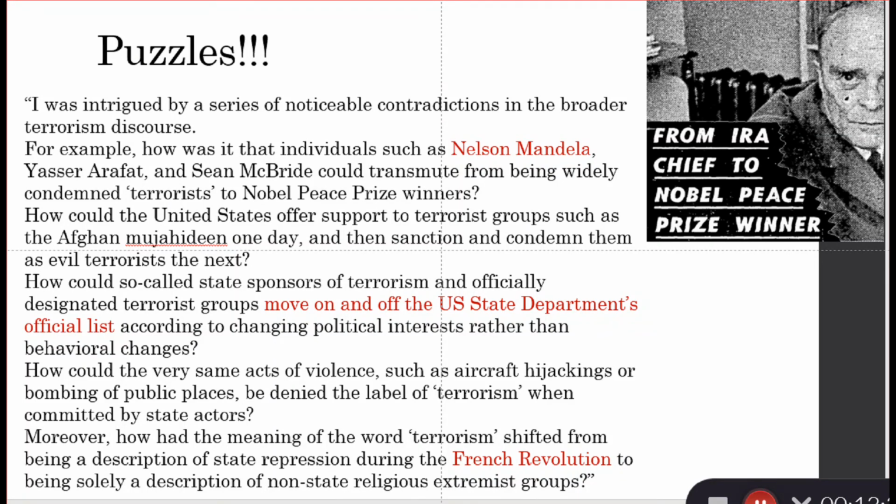I copied this from the Jackson reading, and he's going through some of the puzzles or mysteries about terrorism. One of them I've actually already talked about. How could individuals such as Nelson Mandela, remember we talked about him last week, transmute or change from being widely condemned terrorists to Nobel Peace Prize winners? I'll let you read through this again yourself, but he also talks about the changing meanings of the word terrorism during the French Revolution, and then also how the word's meaning changed from the French Revolution to today.